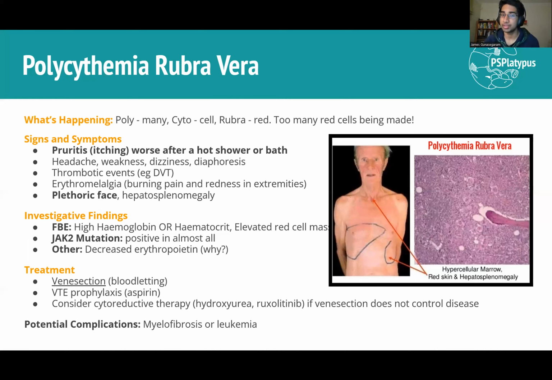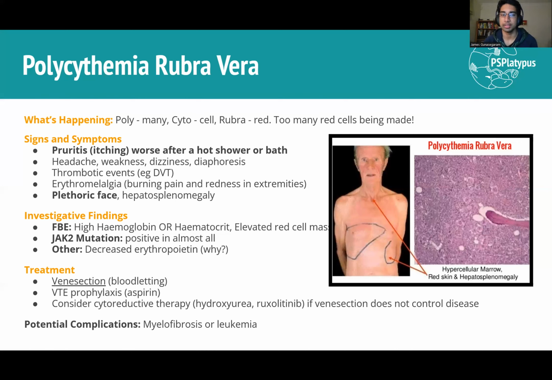And on examination, so you won't see it on history and the patient won't mention it. But if you then do an examination, you'll find that their liver is quite big and their spleen is quite big. And that's the case of things basically just backing up. So your spleen is where a lot of your red blood cells hang out or are processed. And a lot of them also pass through your liver. And so they're going to be bigger, basically.